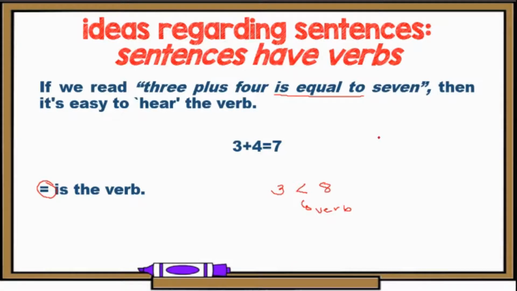Isa pa, 3 plus 1 is greater than 0. So, ano yung verb natin dito? Si greater than. Isa pa. X plus 1 is greater than or equal to negative 3. Ayan. Ito naman siya. Si is greater than or equal. Siya naman yung verb natin. Okay?